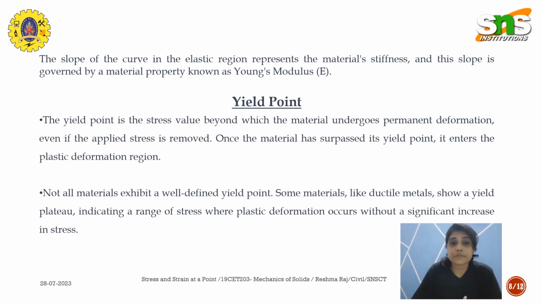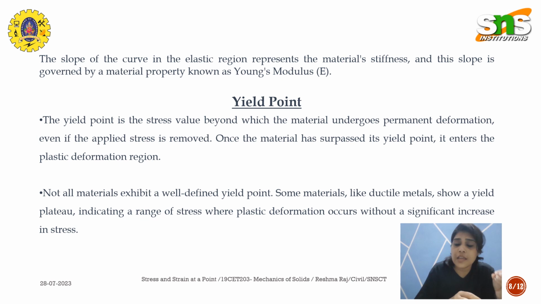Next comes the yield point. The yield point is the stress value beyond which the material undergoes permanent deformation. In the elastic region, the material comes back to its original position, but past the yield point, the material deforms permanently. It won't come back to the original position if the stress or external force is removed. Once the material passes this yield point, the plastic deformation region occurs. That means the change in the shape of the material will be permanent.